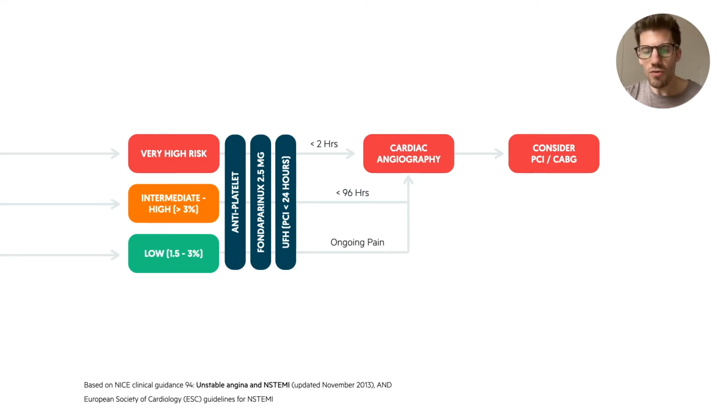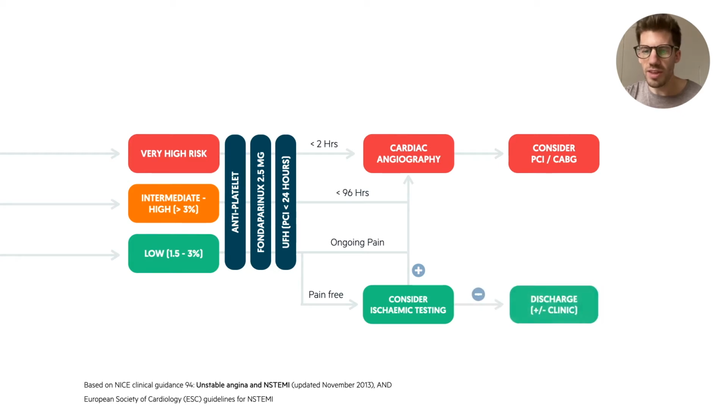In those who are low risk, we can consider doing angiography if there's ongoing pain. However, if they're now pain-free, we may consider doing other ischemic testing such as an echo looking for regional wall motion abnormalities. If there's strong suspicion of ACS, well, then we go on to cardiac angiography. If all this testing is negative, then we consider discharge with further tests as an outpatient.